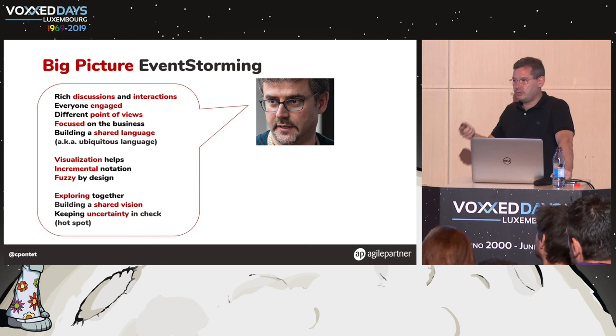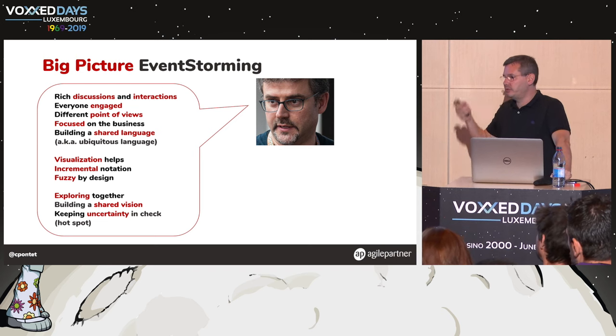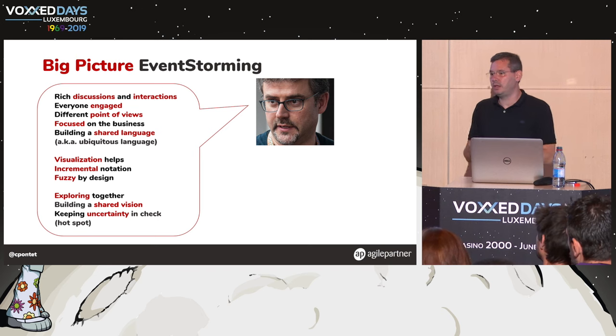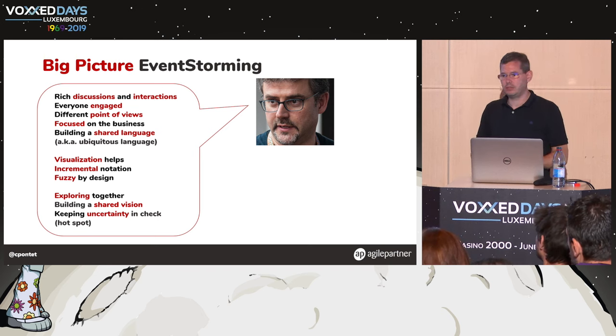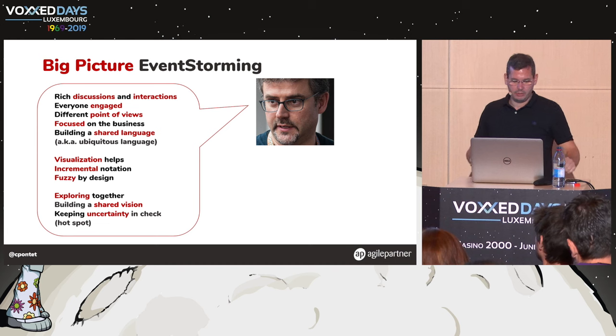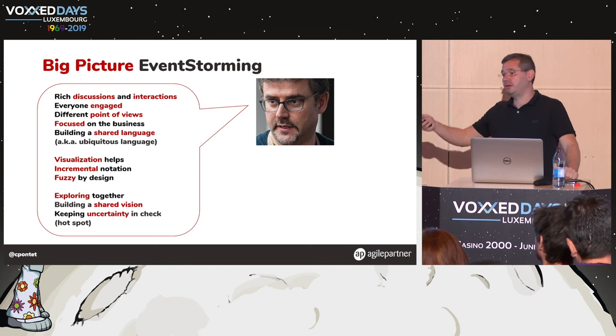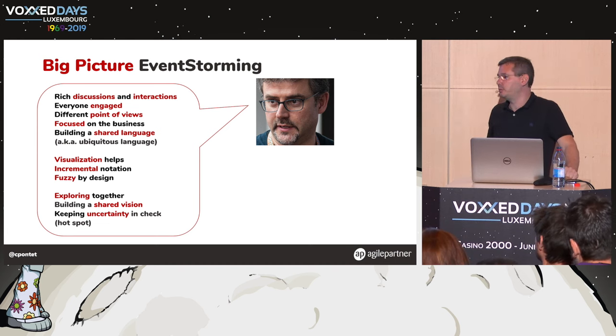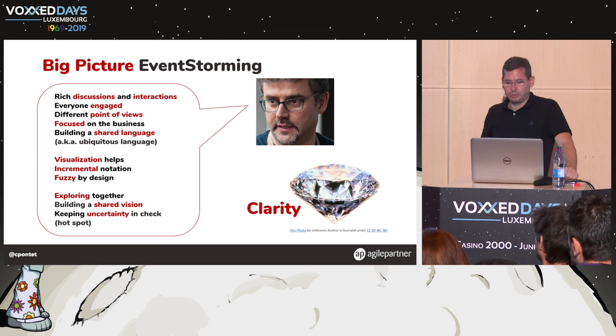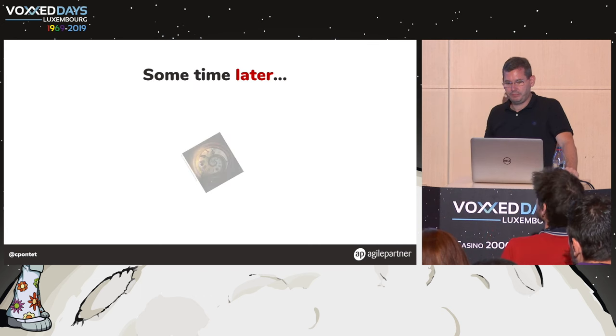And you keep uncertainty in check, especially using hotspots. You should always track things. If a conversation is happening and it's going nowhere because you can't take that decision, write that down on a hotspot and leave it for later and try to find the people who can help you solve that problem. So the whole idea is to reach clarity about your big picture.